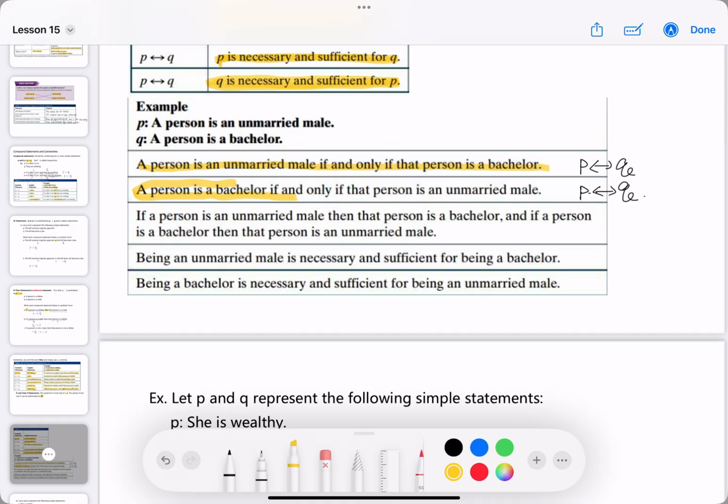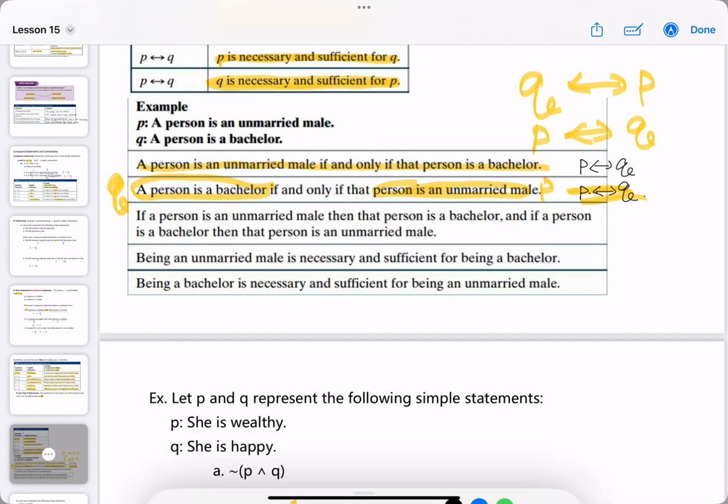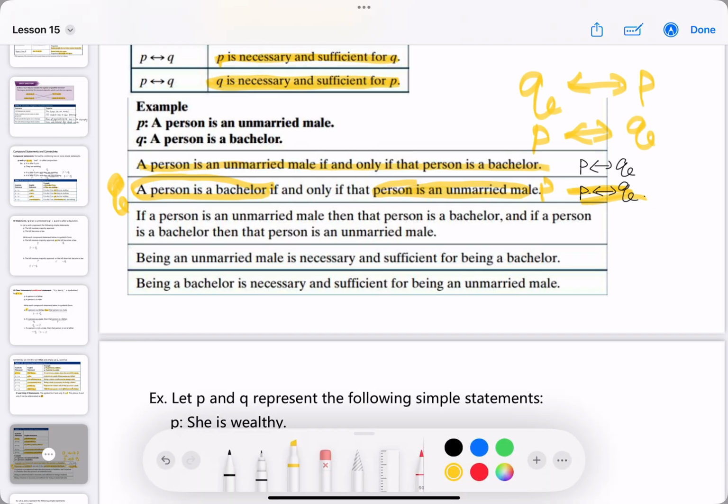So this statement is a Q statement, and this is the P statement. But I told you that if I have Q only if P, it also means P is only if Q. So they are just equivalent. That's the reason I'm having P if and only if Q. Okay, let's see the next statement.